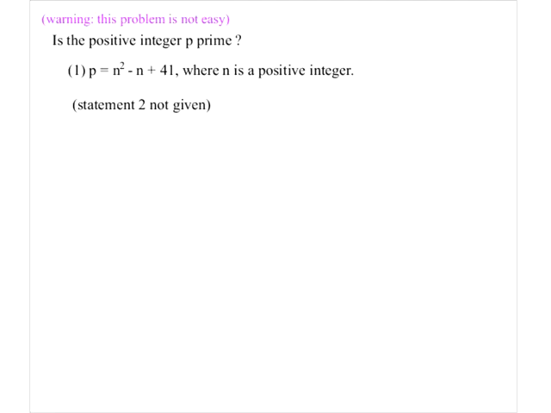This would be a very high level problem if it were to show up on the test. So if you get a little bit lost, this is like the extra credit part. If you get a little bit lost here, this is fine. Remember, you are trying to prove, when you plug in, that the statements are insufficient.